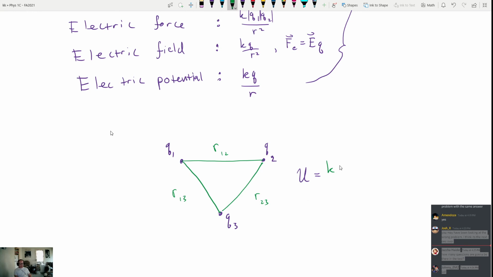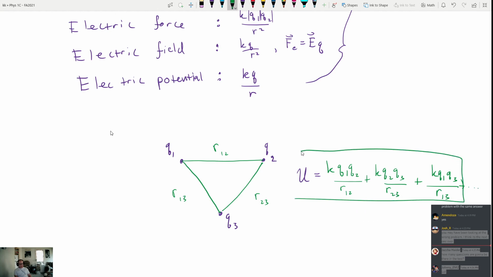To find the energy of this arrangement of charges, you just take all the possible combinations. You go K, Q1, Q2 over the distance between those two, plus K, Q2, Q3 divided by the distance between those two, plus K, Q1, Q3 is the one I didn't do, divided by the distance between those, plus ... for any combination that you can find. This is something you will see show up on your homework. I just forgot to get to it today.